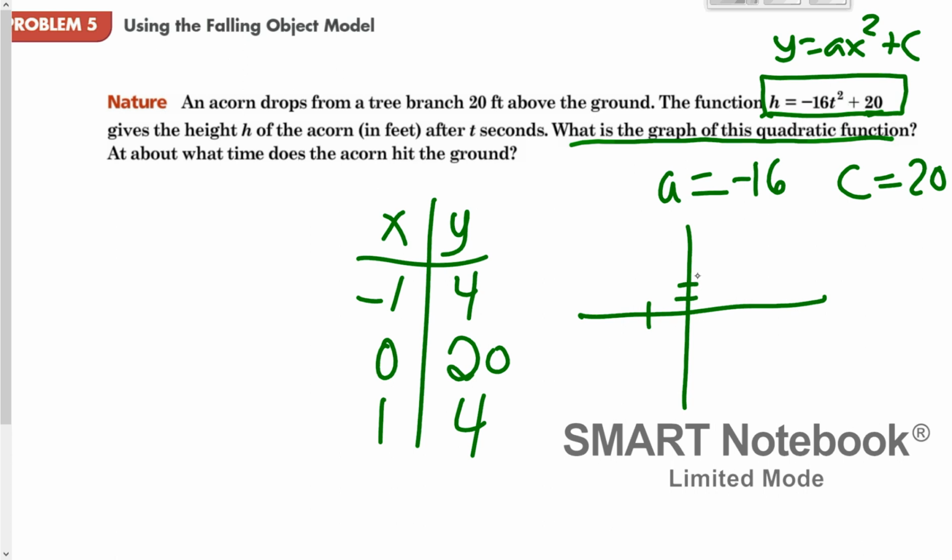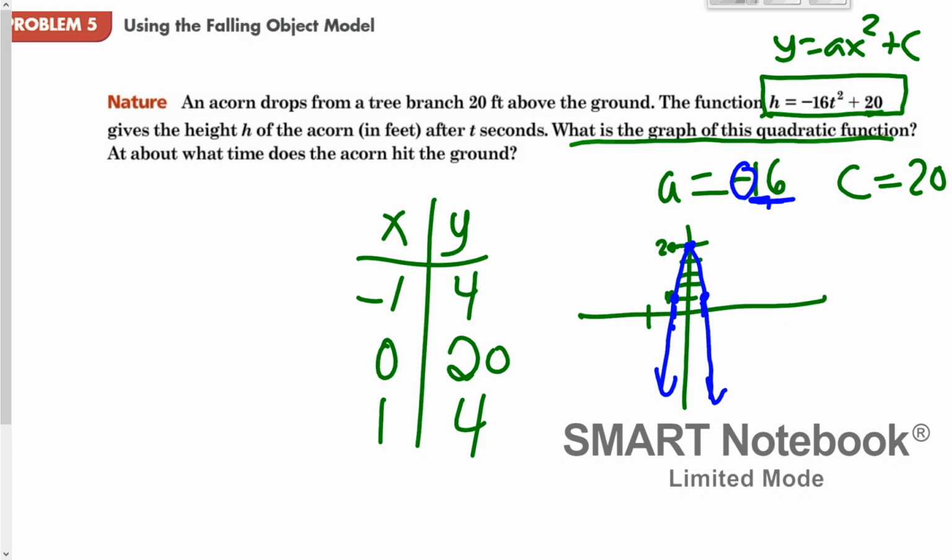So -1, 4. Well, let's count by 4s actually. 4, 8, 12, 16, 20. So we're counting by 4, so this is 20 up here. So 1, 4. Well, if we're counting by 4s, we should probably count by 4s on the x-axis too. So this is probably 1 down here. So -1, 4, 1, 4, 0, 20. So our graph probably looks something like this. Really narrow, right? It's negative a, so that's why it faces down, and 16 is a big number, so that's why it's really narrow, right?